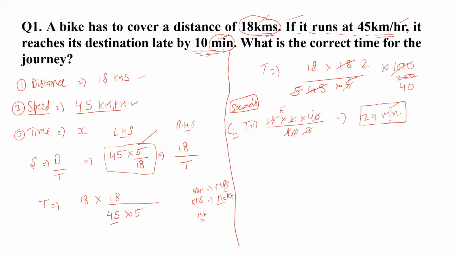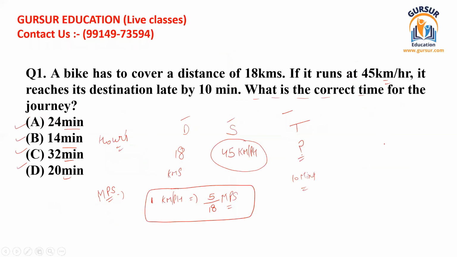We had been given that if it runs at 45 kilometers per hour, it reaches its destination late by 10 minutes. So it's reaching at the 24th minute, which is late by 10 minutes. So the actual time should be 24 minutes minus 10 minutes. So you are left with the value of 14 minutes. So 14 minutes should be the correct time of reaching the destination. 14 minutes has been given in option B, so this is why we shall select it as our answer.